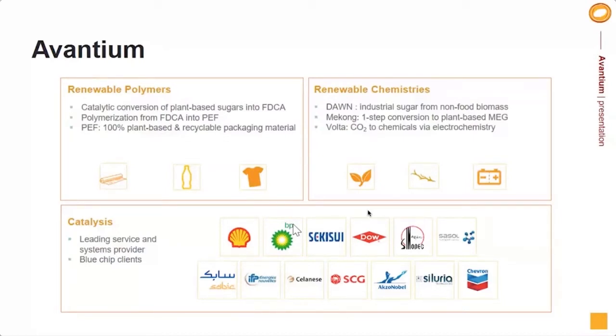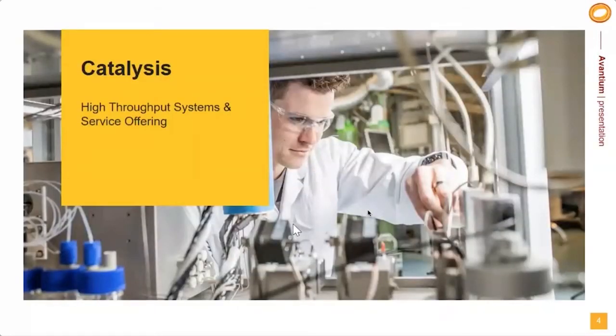So first I will talk about catalysis, the business unit at the bottom. And then the second part I will talk about Volta. Catalysis is our business unit where we offer systems, so you can buy those to do your own research, or services, where we do the work for you and you get the results in the area of high throughput catalyst testing.